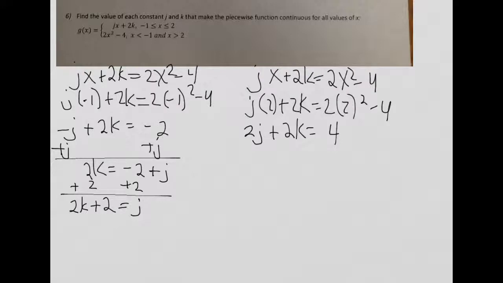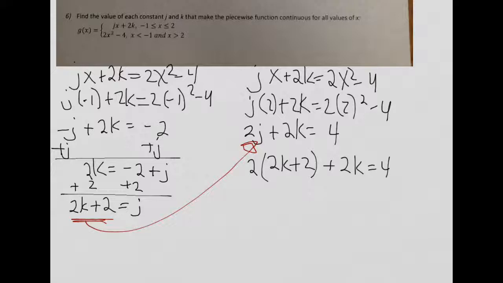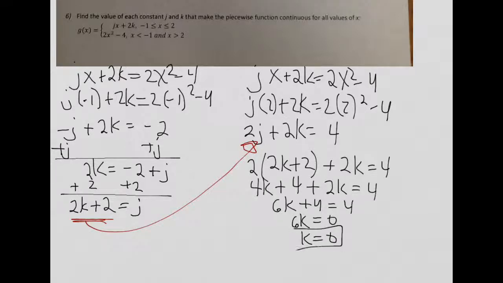Now what do I want to do with this? I want to replace it where the j is in the other equation because it's a system. So it's going to say 2 times 2k plus 2 plus 2k equals 4. And I work it out like a regular equation. So here I get k to be 0.